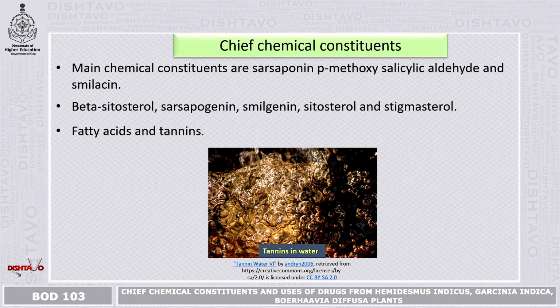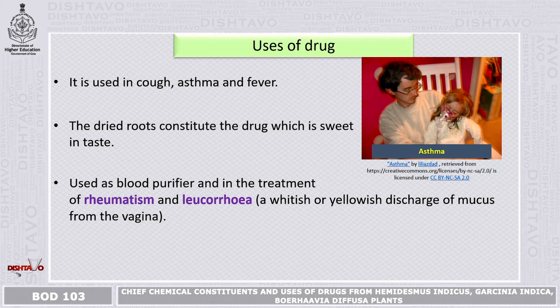In this photograph, you can see the tannins in water which are isolated from the Hemidesmus plant. This plant is very useful in drugs and the root is the main source. It is used in cough, asthma, and fever. In the picture, you can see the patients with asthma can be cured by using the plant. The dry roots constitute the drug which is sweet in taste. Basically, the taste of this medicine is sweeter and it is used as a blood purifier and also in the treatment of rheumatism.